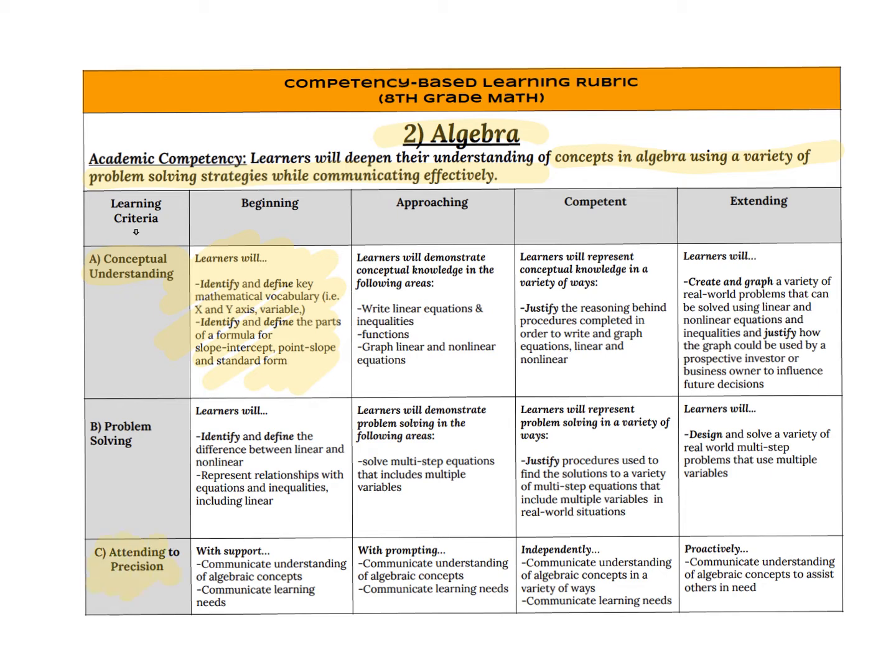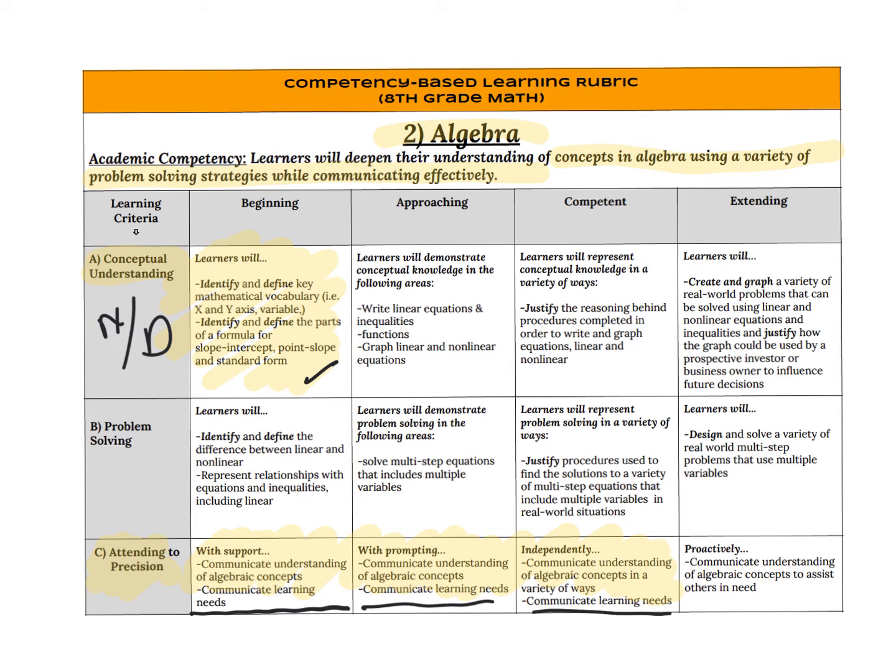Then we have attending to precision, beginning, approaching, and competent. Basically this is saying that you are going to communicate the understanding of the algebraic terms and your learning needs, which will actually be in your reflection. So you could get anywhere from there on attending to precision, and hopefully you will get beginning. There will also be a not demonstrated, but if you can identify most of the key terms, you're fine.